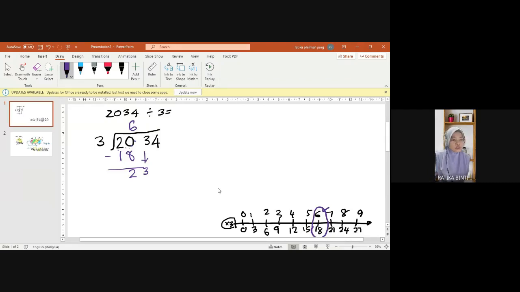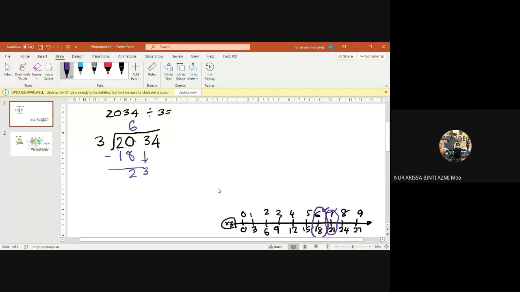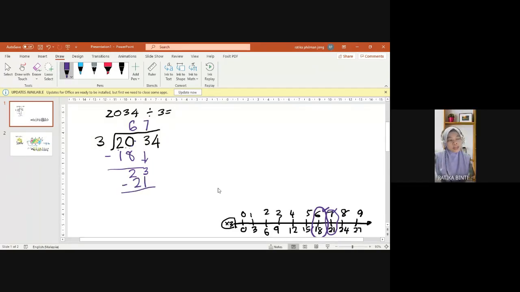So now you have 23. So which one do we choose? 21 or 24? 21. Yes, very good. So at the top is 7. Below is 21. So 23 minus 21, what is the answer? 2. Okay, so I bring down the last number.